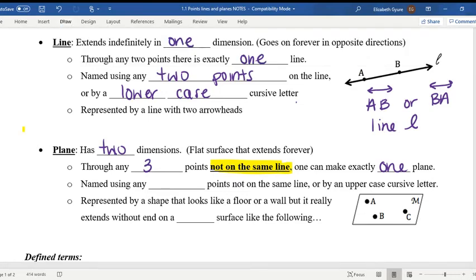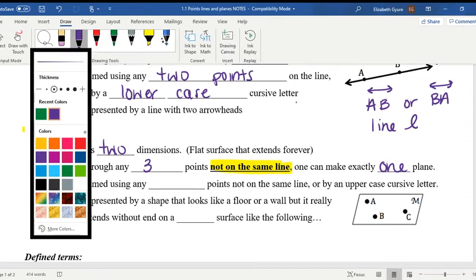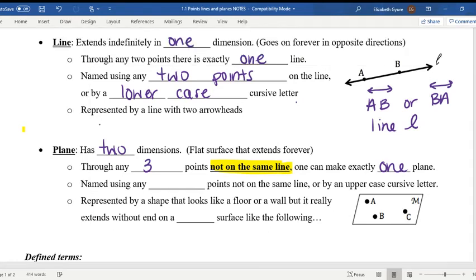The reason is because if they're all in a row, that's just a line, right? They kind of need to be scattered about so that you end up with a flat surface. So when you name a plane, it is named using any 3 points, not on the same line, or by an uppercase cursive letter.